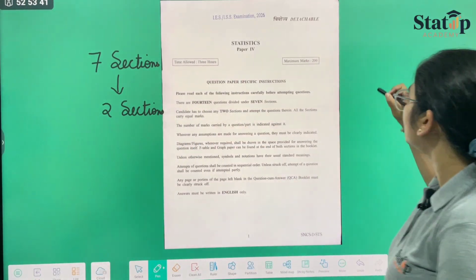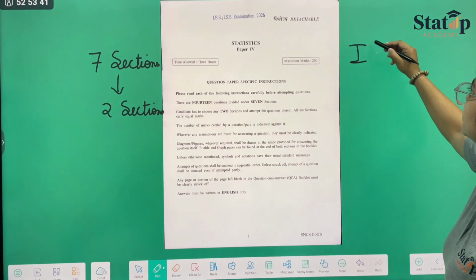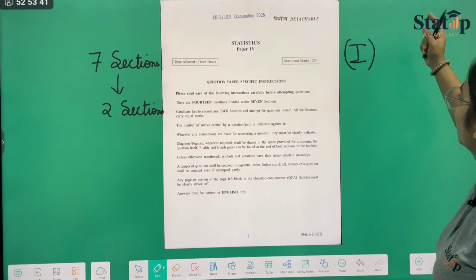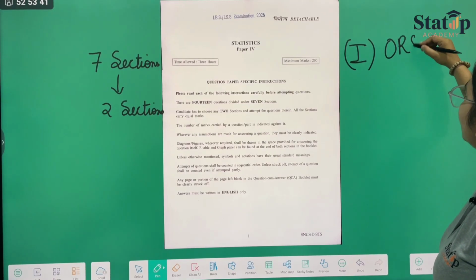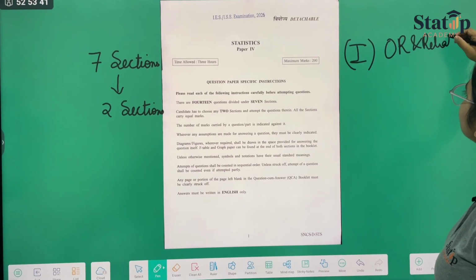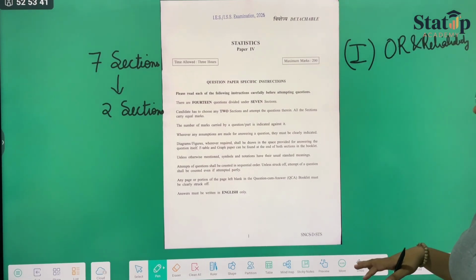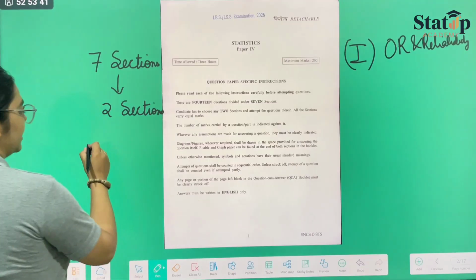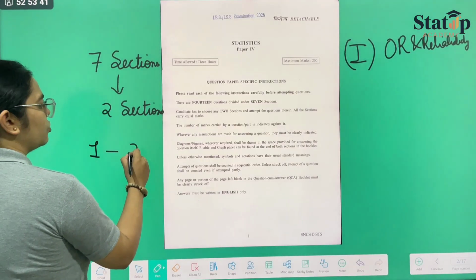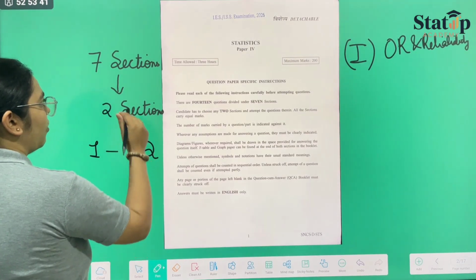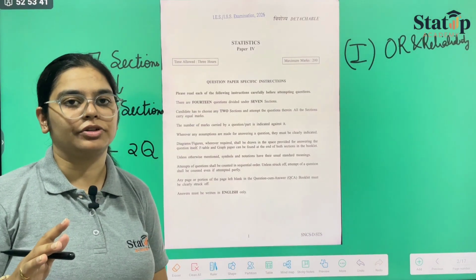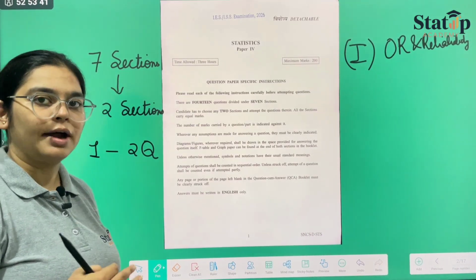So the first one is operation research and reliability. We'll be discussing the others side by side. And there are 14 questions, which means one section contains 2 questions. So all 7 sections contain 14 questions, and we have to attempt only 4 questions, that is 2 sections of our choice.